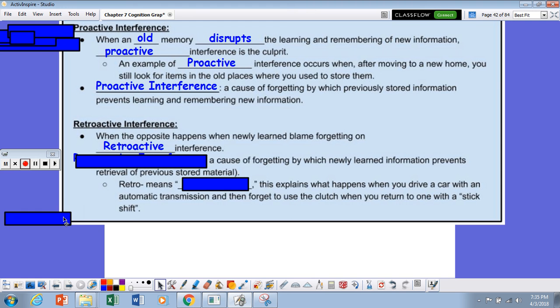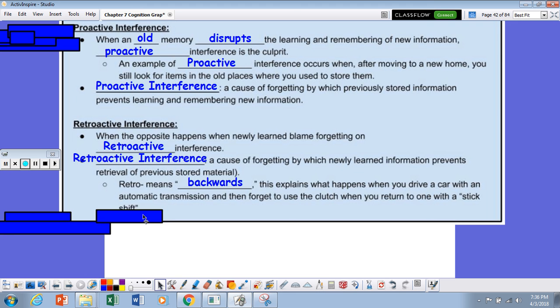Retroactive interference. This is when the opposite happens, when newly learned information is blamed for forgetting. It's a cause of forgetting by which newly learned information prevents retrieval of the old stuff. Retro means backwards, and this explains what happens when you drive a car with an automatic transmission and you forget how to use a clutch when you return to maybe a stick shift.